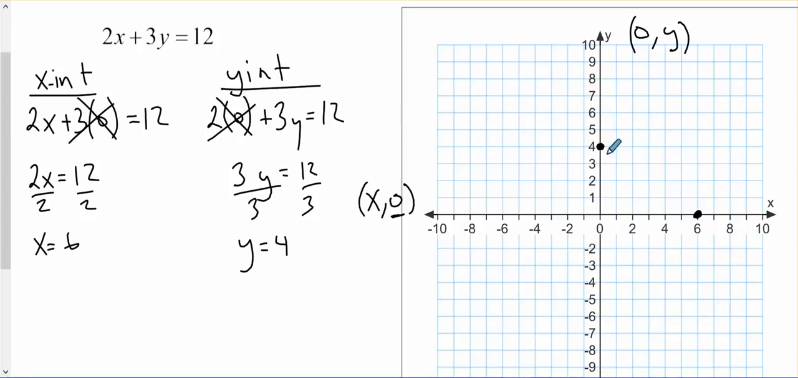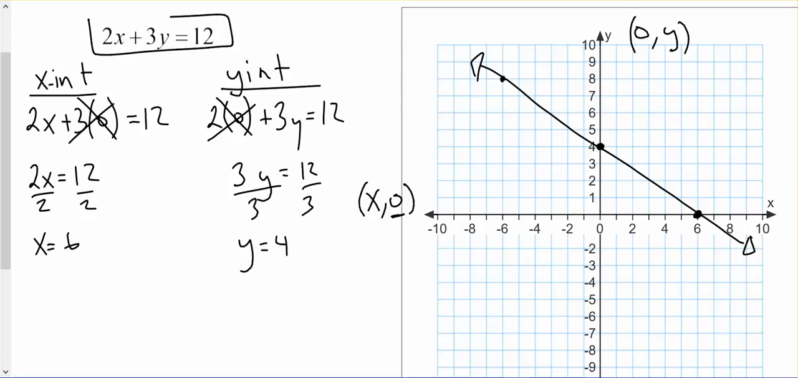So what are we doing? We're going down 4 and over 6. So if we went up 4 and left 6, we're going to be right there. I usually need a couple points more. And we just draw our line through here. And this is the graph of this equation, 2x plus 3y equals 12, using the x and y intercepts. Remember the whole idea: for the x-intercept, we substitute in a 0 for y. The y-intercept is 0 for x.